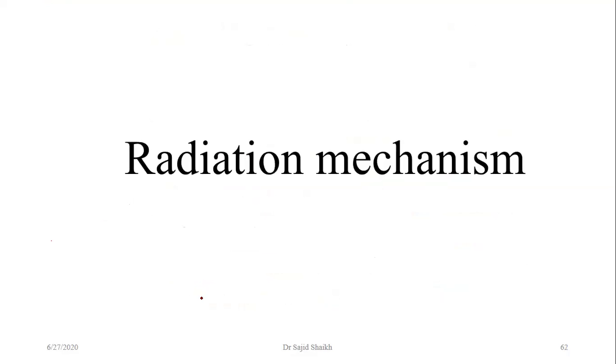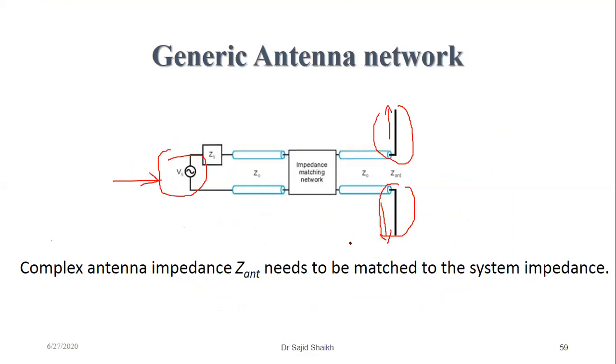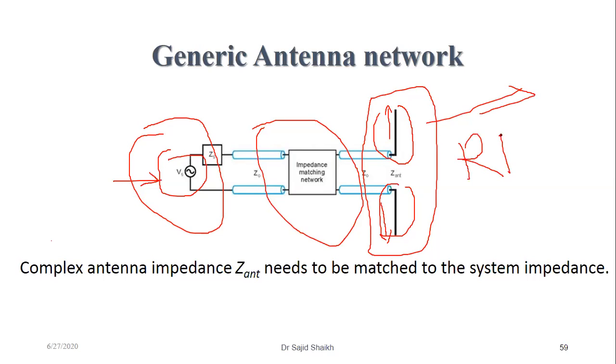Now, radiation mechanism. Radiation mechanism means how the energy is radiated. If you see this antenna in this diagram, this is the source, this is the transmission line, and these two poles are what we call the radiation mechanism.